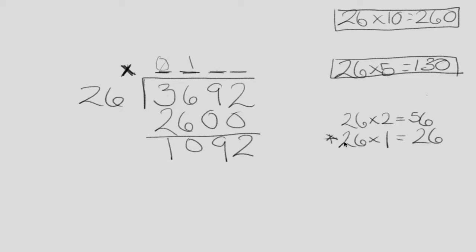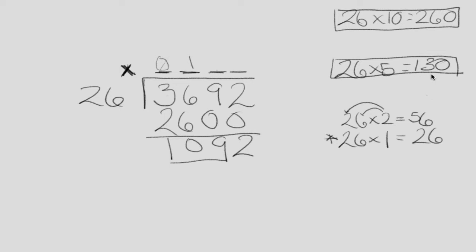Okay, so we basically use the distributive property. 2 times 20 was 40. 2 times 6 was 12. And we added them together. You've done that before. All right, so let's go back now and take a look at 109.